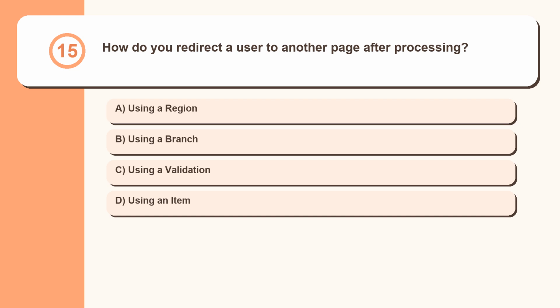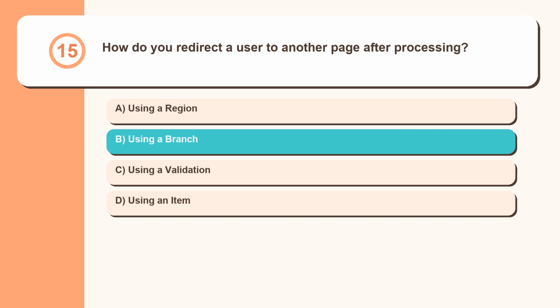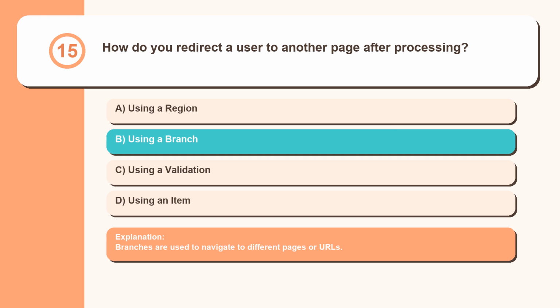Question 15. How do you redirect a user to another page after processing? Using a region, using a branch, using a validation, using an item. Branches are used to navigate to different pages or URLs.